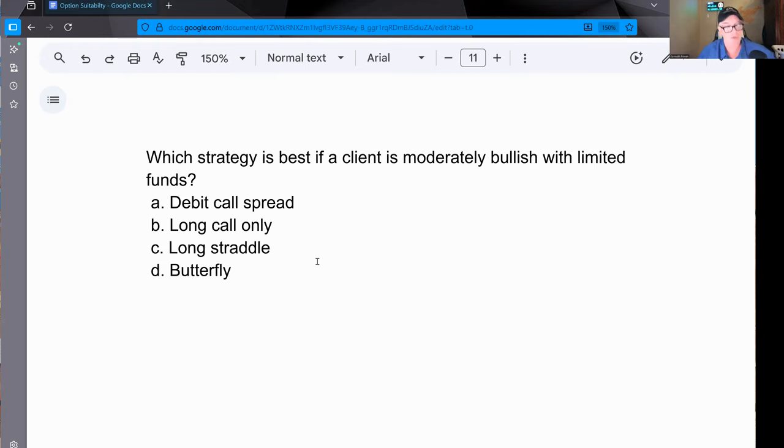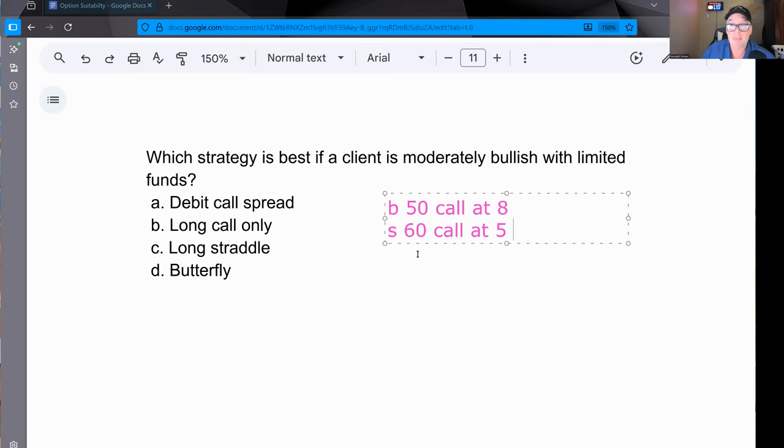That's right. So if I show you this, I shouldn't have to, baby, but you're making me do it, right? If I buy a 50 call at 8, I spent 8. But if then I give up my upside and sell a 60 call at 5, I bought at 8, sold at 5, I'm only spending 3. Less money, baby, less money. By the way, the answer is A.